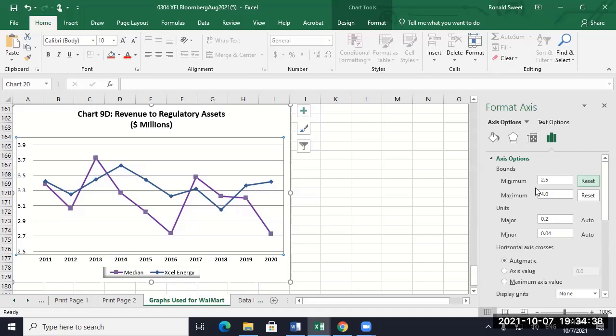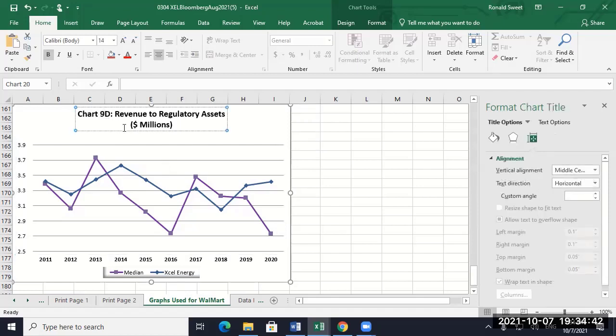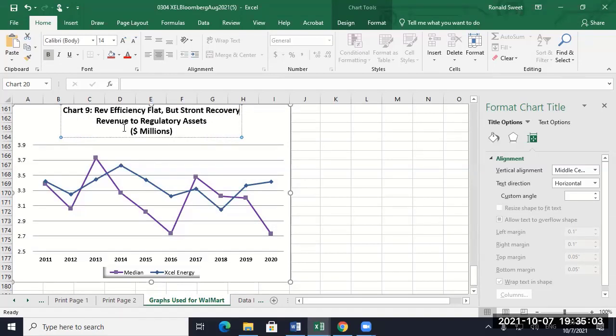All right. What if you take the D out, right? Don't have a 9B if you don't have a 9A, B, C. Okay, so you take that out and your title is not revenue to regulatory assets. It is revenue efficiency, flat, but strong recovery from 2018. Whatever you wanted your story to be, something like that.